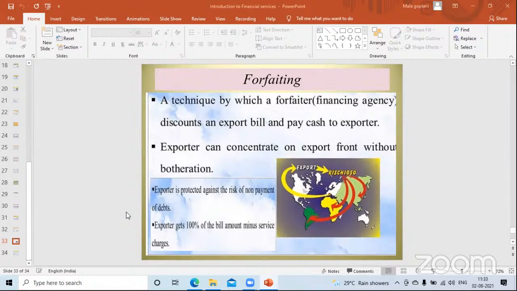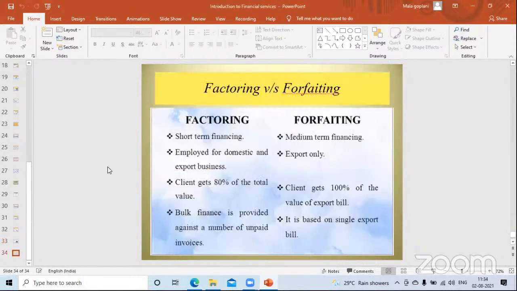So the forfeiter will go to the importer on the due date and ask for the money which is there in the export bill of exchange. And if on the due date the importer is not paying half the amount, or maybe 20% or 30%, whatever the loss will be, the forfeiter has to bear the loss. I hope you understood the concept.